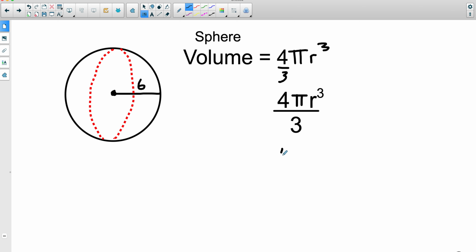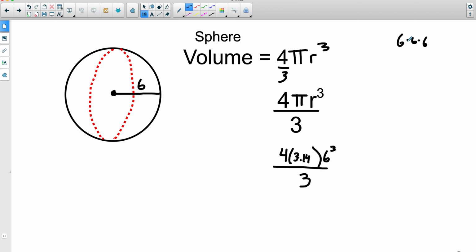You're going to do 4 times pi, which is 3.14, times your radius, which is 6 to the third power, all over 3. Now, when you're doing that, remember 6 to the third power is the same thing as 6 times 6 times 6, right?